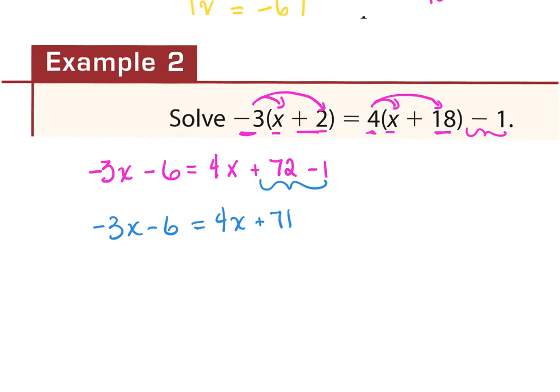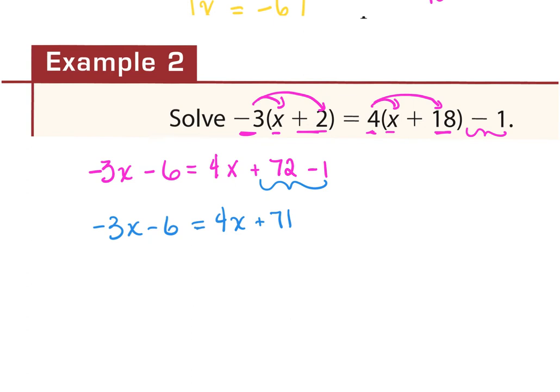Now here's the thing. It doesn't matter which way you move things. You can move all your variables to the right side. All right. So it doesn't matter which way you move it. Some people always want their variables on the left-hand side because that's just how their brain works. I personally always want my variables positive if I can manage to do so, right?